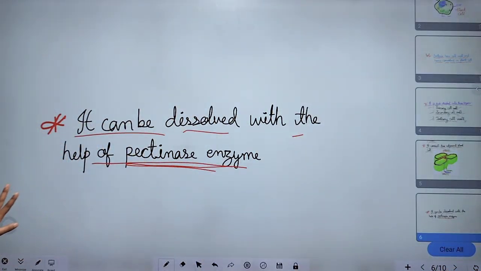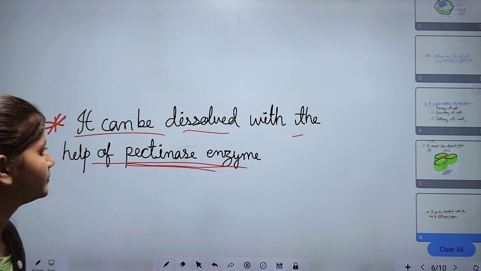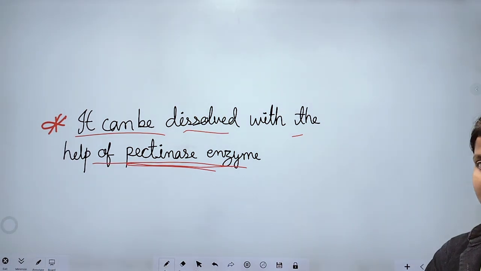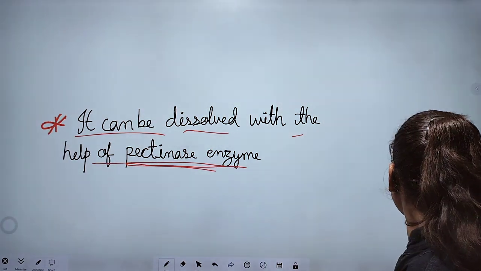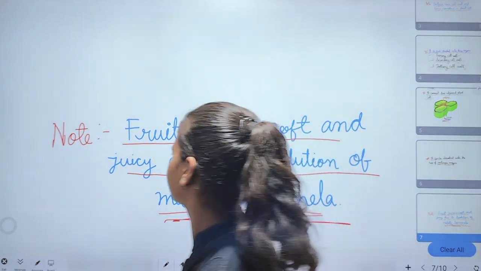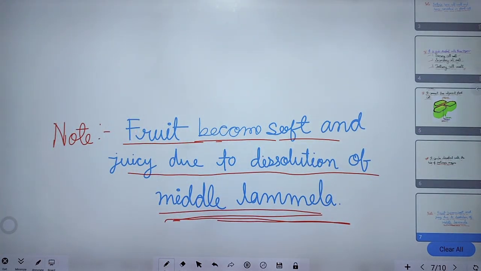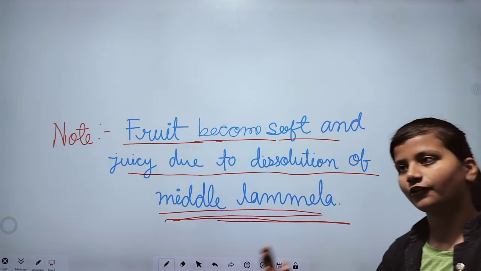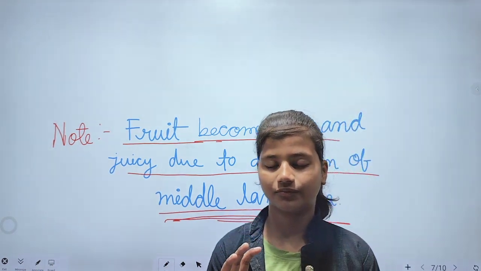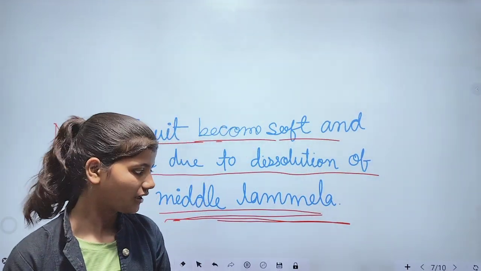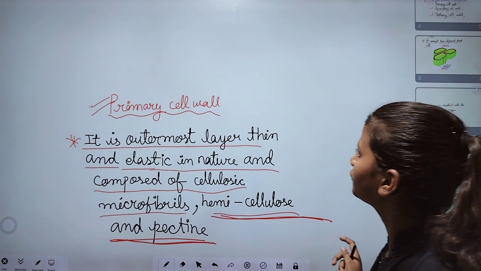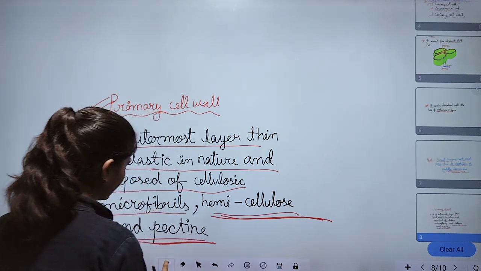Now, middle lamella can be dissolved with the help of pectinase enzyme. It helps to dissolve. Okay, and fruit becomes soft and juicy due to dissolution of middle lamella. Fruit becomes soft and juicy only due to dissolution of what? Middle lamella.